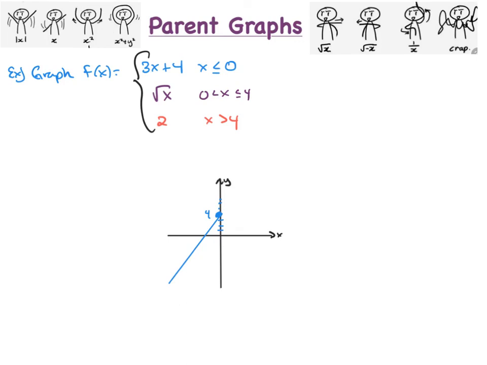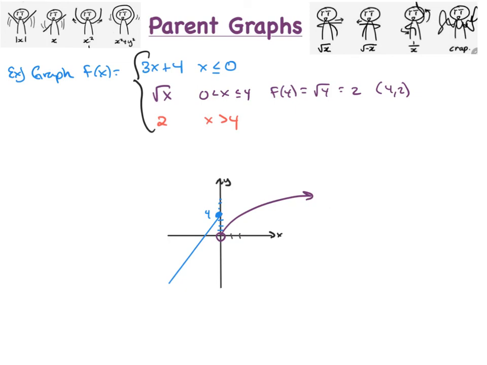Okay, and then let's do the square root. So square root of x looks like this. But I only want the piece where x is between 0 and 4. It's not equal to at 0, so I need to put in a nice open circle there. And at x equals 4, okay, little math here. At x equals 4, the square root of x is the square root of 4, which is 2. So we're at 4, 2.